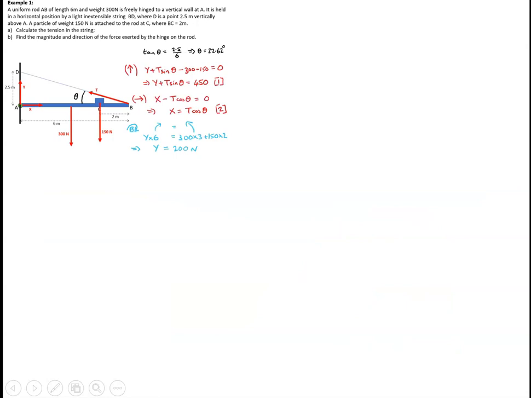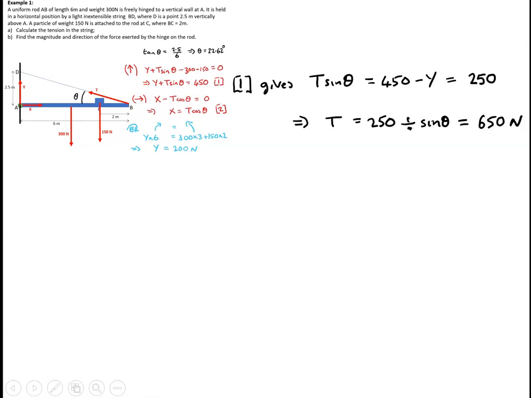There's the working we've done so far. If we go back to equation 1 now, we've got T sine theta is 450 take away Y, which means that T sine theta must be equal to 250. So we've got T is 250 divided by the sine of 22.62 degrees, which gives me 650 newtons. And then equation 2 gives me x equals T cos theta. In other words, x is T cos 22.62, and that becomes 600 newtons.